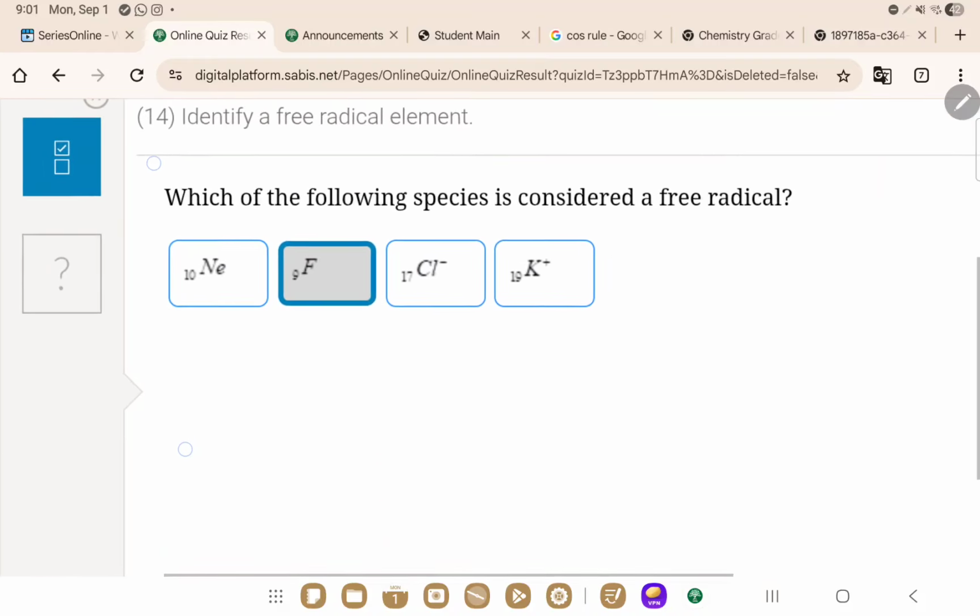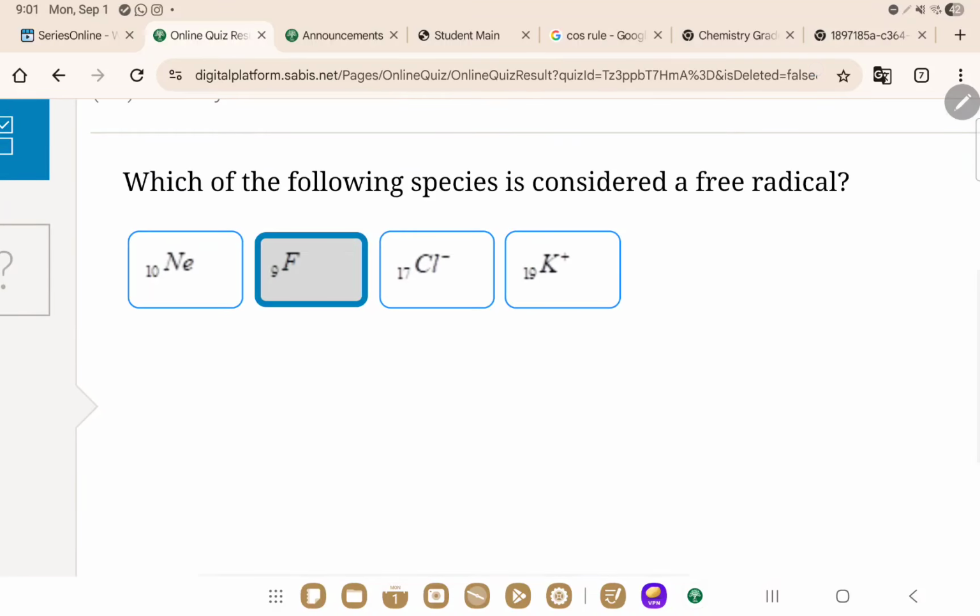Which of the following species is considered a free radical? Now, what did I tell you? As long as it can give or take, it is a free radical. Ne is a noble gas. Since it is a noble gas, it's already stable, so it is not a free radical. F9 can still be F minus, but it didn't take the minus, so it's still just F9. It still has 9 electrons and it's not stable.